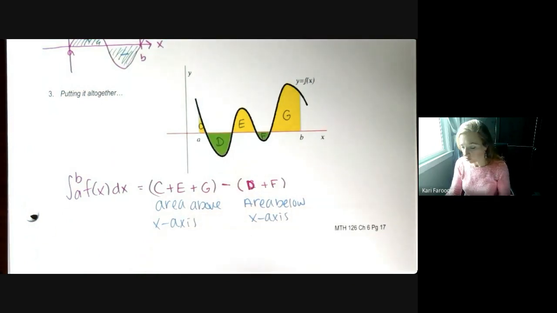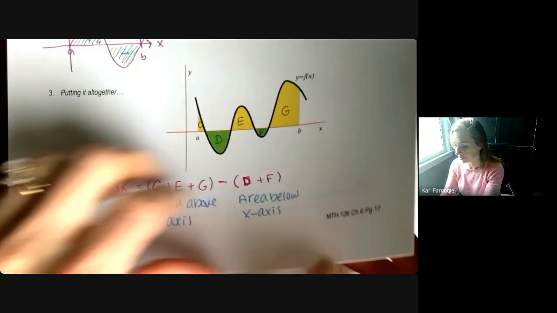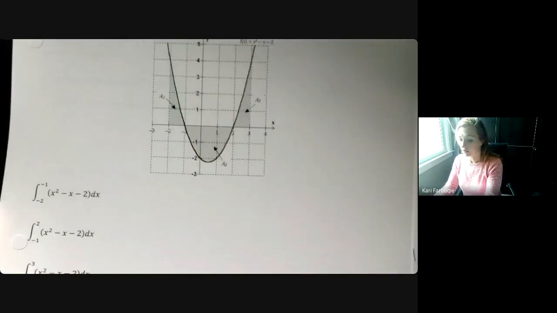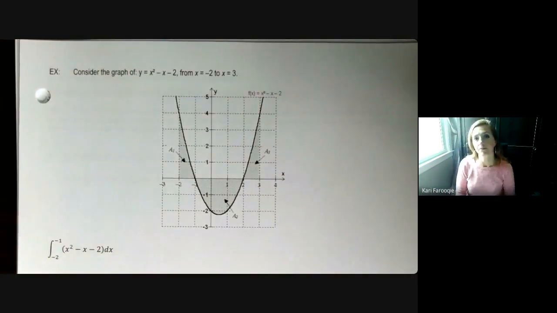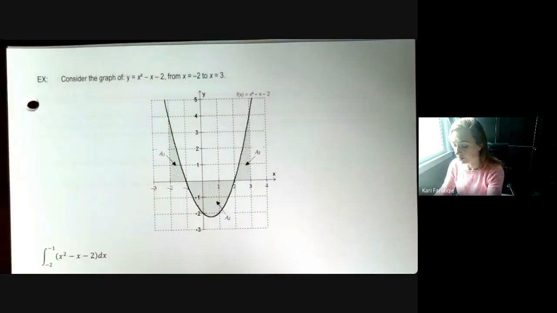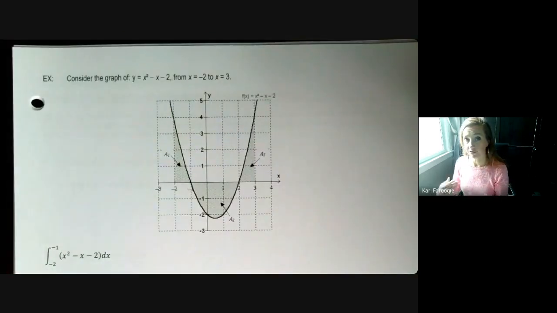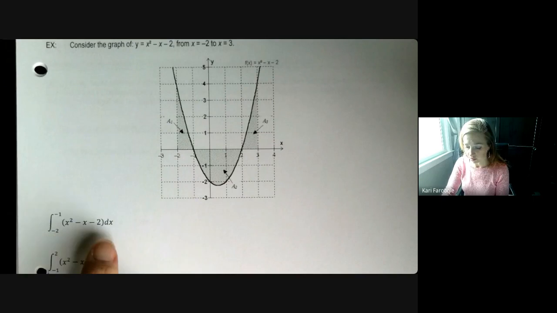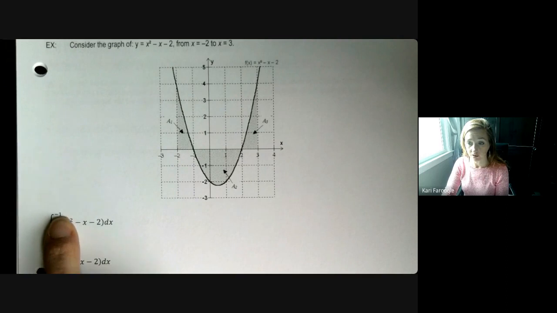The last thing I wanted to show you in 6.3 is this example. So you are going to consider this graph. It's y equals x squared minus x minus 2 from x equals -2 to x equals 3. And we're being asked a couple questions. Now, what I like about this particular example is you sort of have to interpret what the symbols are saying, and you got to get used to thinking about calculus in this way at this point. So the first question is asking you, what is the area under the curve from -2 to -1?